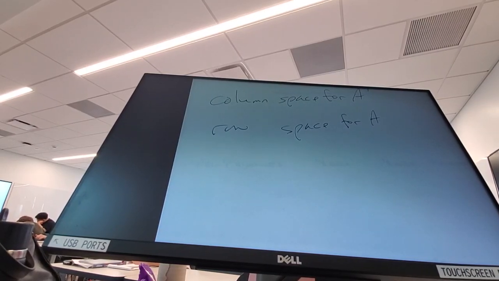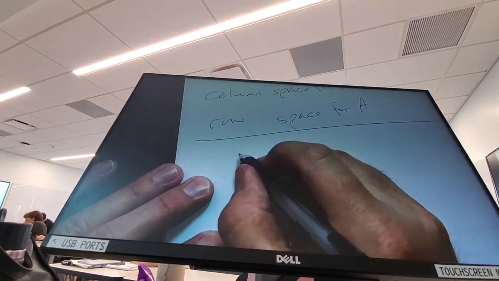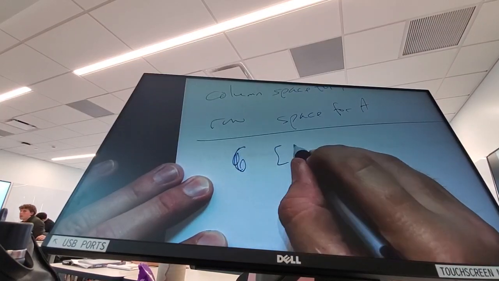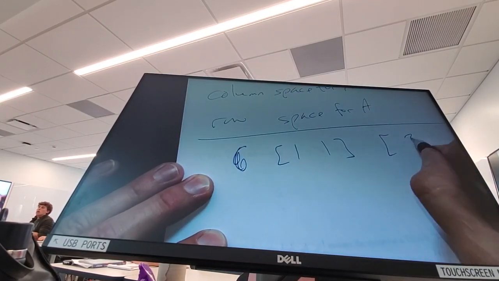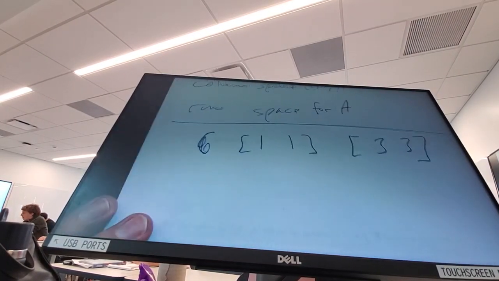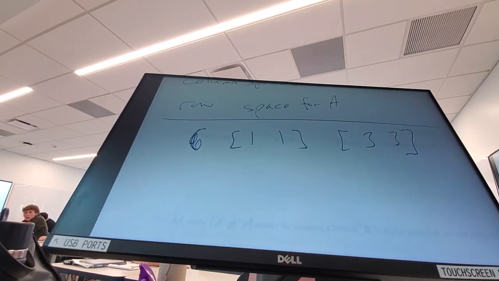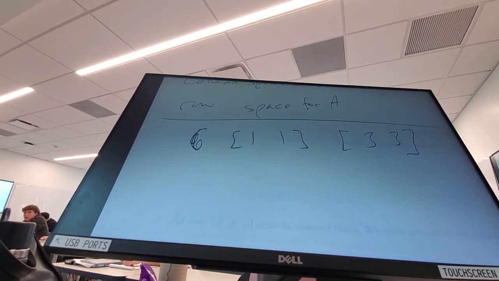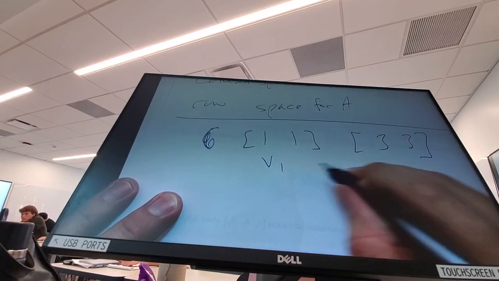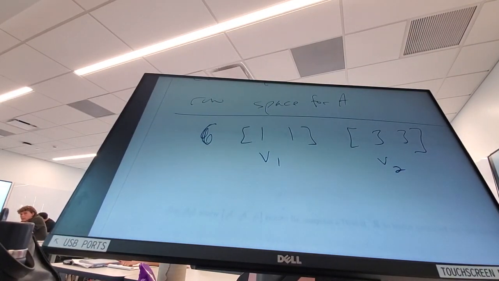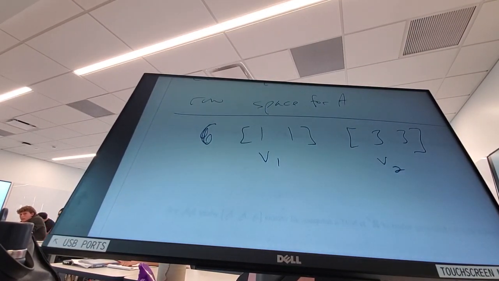Let me ask you this real quick. Are these two vectors independent from each other? Why not? So let me call this one V1 and I'll call this one V2. Now, be very specific. Why are they not independent? V1 equals 3 V2. Or V2 equals 3 V1.